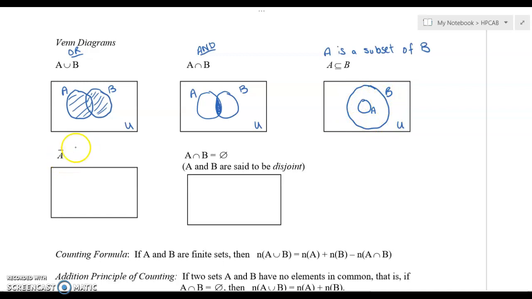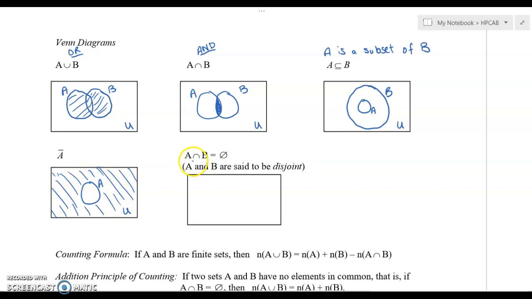This one, remember, is the complement of A, or basically not A. So it's everything that's part of the universal set but not A. So if A is here, the complement of A is going to be everything that's part of the universal set but not in A. So it's basically everything but what's inside the circle. It's going to be everywhere out here. That's the complement of A.